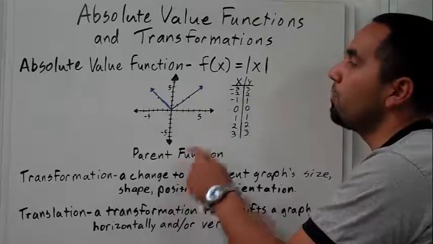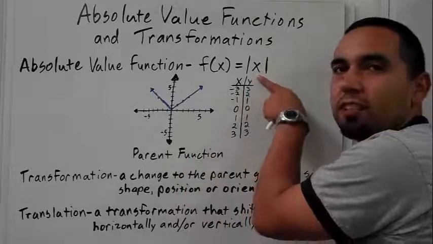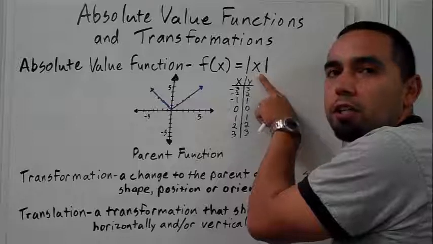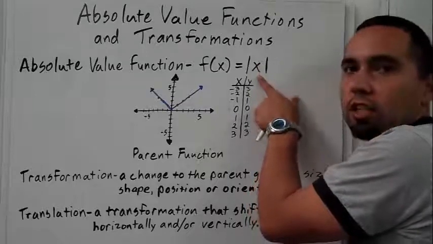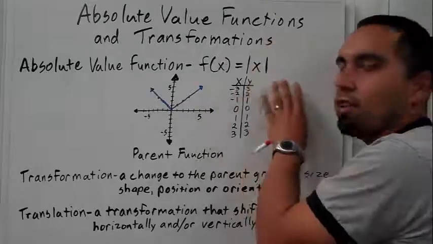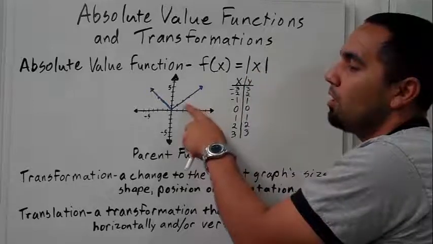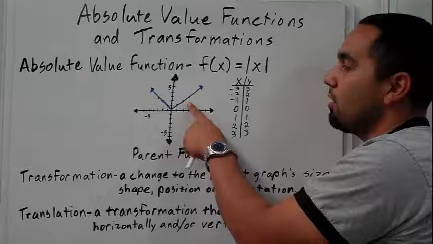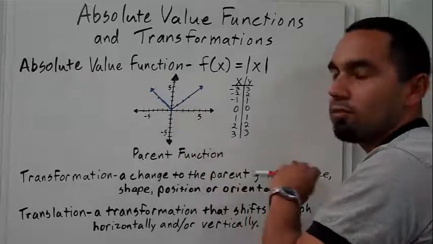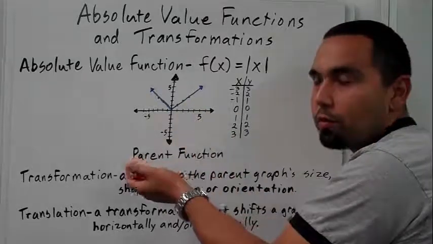We call it a parent graph because it's a graph of the simplest absolute value equation you could possibly have. It's just x. There's nothing added to it. It's just the absolute value of x. So this is as simple an absolute value graph as we can get. Okay? But this is just the baby food, right?